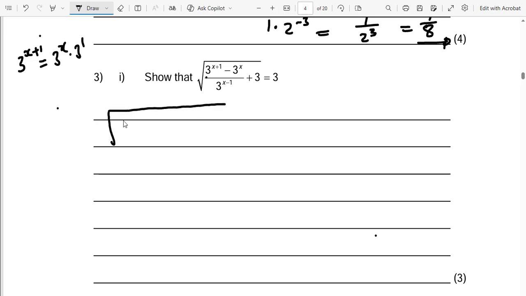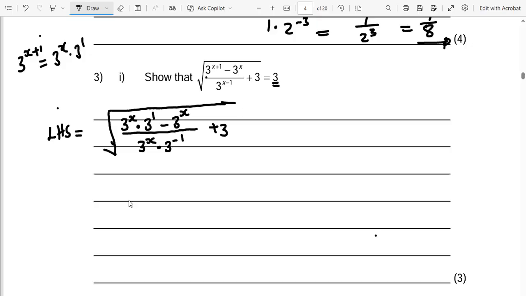So I'm going to first say this is 3 to the x multiplied by 3 to the power 1. Then we subtract 3 to the x. Okay, let's go to our denominator and do the same: 3 to the x multiplied by 3 to the minus 1, and then the plus 3 there. Let's see what this is going to give us, because we need to only focus on one side. So I chose to work on the left-hand side. I need to prove that the left-hand side is 3.